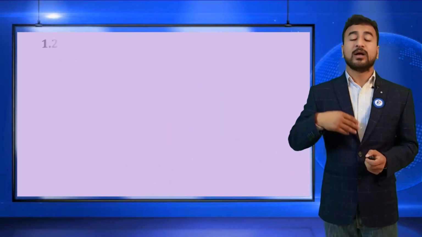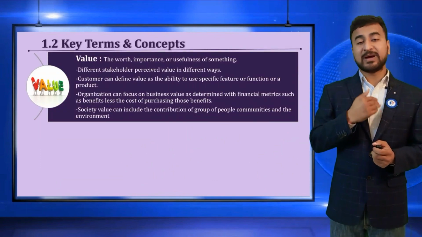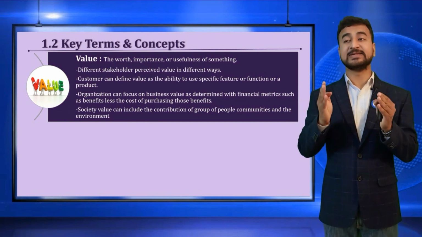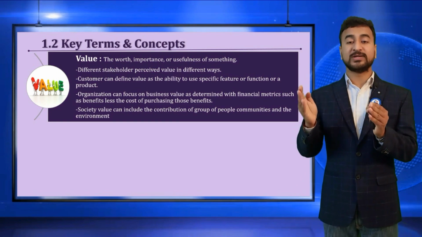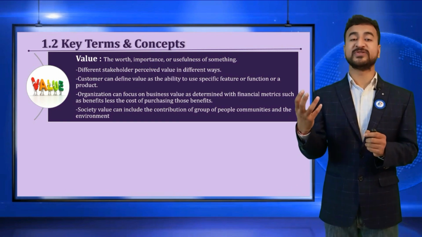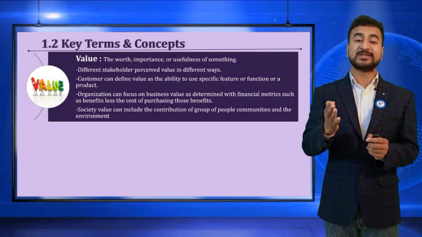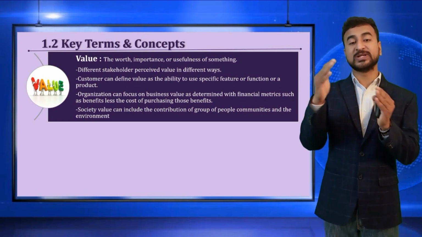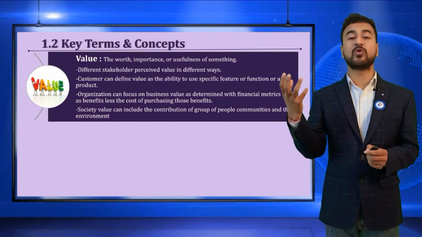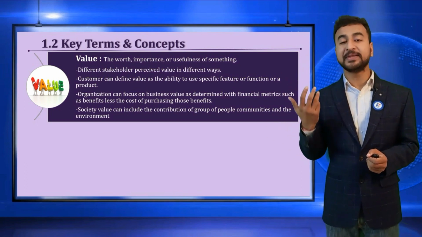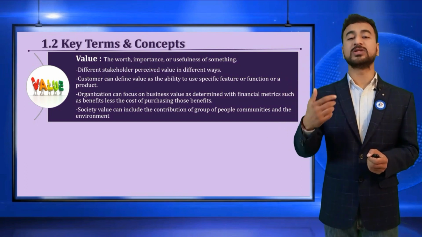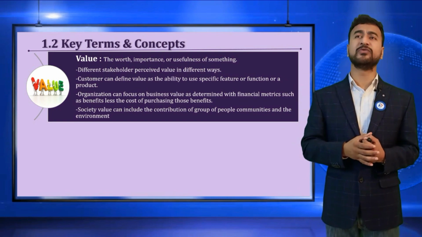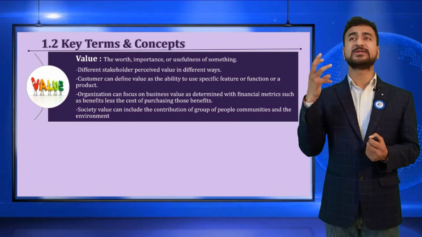So, value. If you attended my previous session, I had mentioned that value is very important. That is the reason PMBOK version 7 puts more emphasis on that. PMBOK version 7 changed radically from process driven to principle driven, and they focused more on value delivery. So what do we mean by value? Value is the worth, importance or usefulness of something.